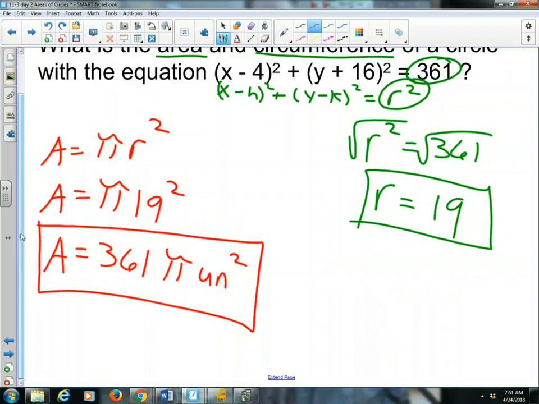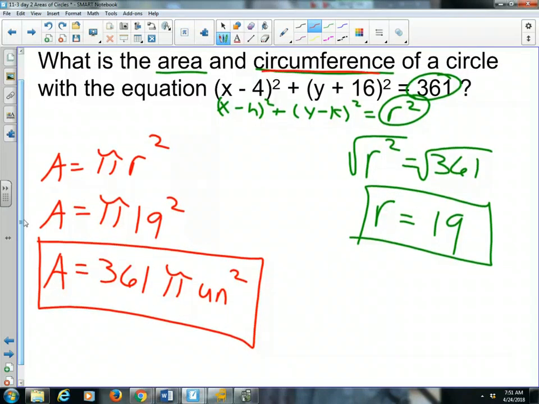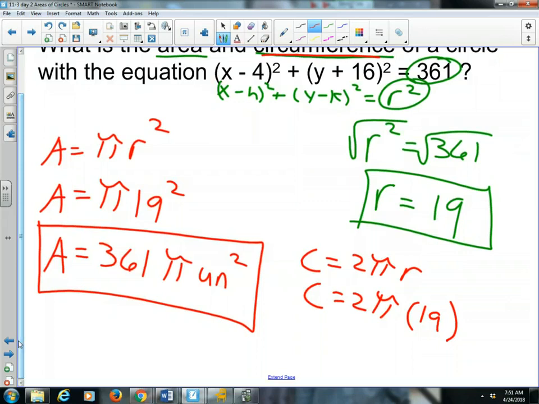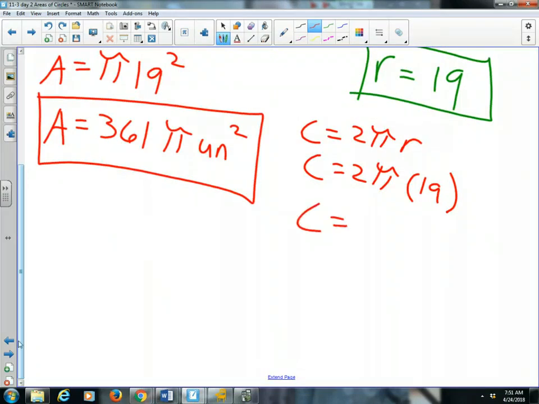To find the circumference, we have to find the area and the circumference. The circumference equals 2 pi radius, and our radius is 19. So 2 times pi times 19 is 38 pi. 2 times 19 is 38. So 38 pi. And this would be in our units.